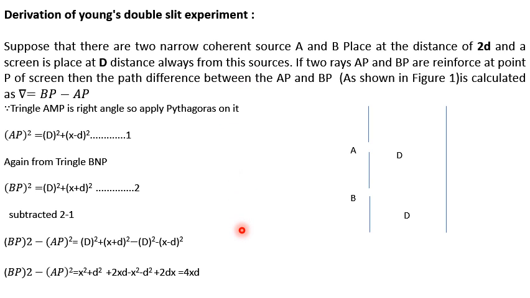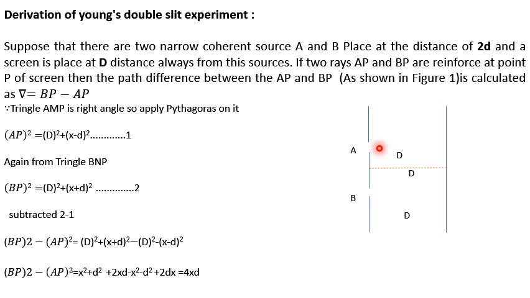we can calculate the fringe width of this fringe. So how can we calculate this fringe width? For that we can do a derivation. For this derivation we suppose that there are two narrow coherent sources A and B, placed at a distance of 2d, and a screen is placed a distance capital D away.